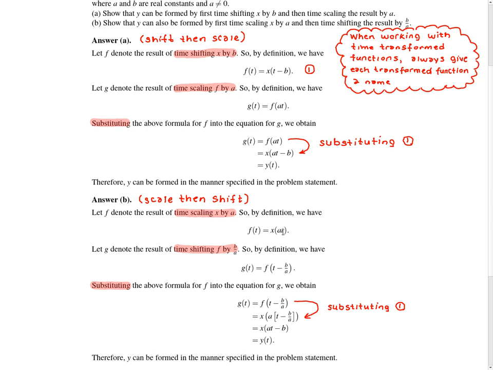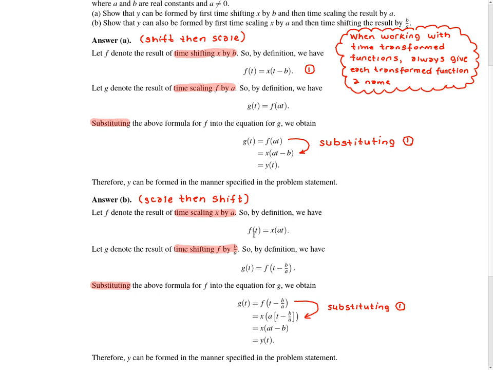And the critical thing in this solution is notice that I give a name to this transformed function. I don't just leave it with x of at, I give it a name and I call it f. So the function f is my time-scaled version of x. And then according to this rule up above here, the claim that's being made is that if we take this result that we obtained from scaling and then we shift this result by b over a, this should give us y. So let's try this.